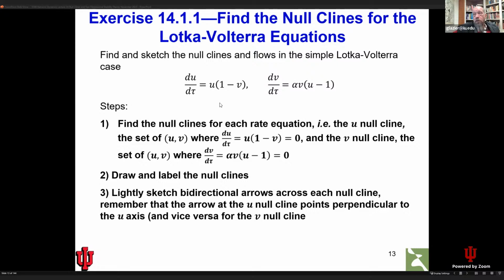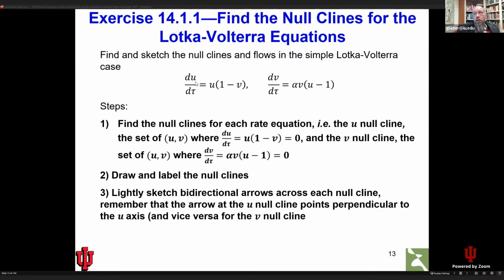And so the first thing you want to do is, what are the u null-clines? The u null-clines you get by setting 0 equals u times (1 minus v). The v null-clines you get by setting 0 equals alpha v times (u minus 1). Notice that any set of points where u and v give 0 is part of the u null-cline. And so it's possible, if you have a product, that you could have multiple lines that are all part of the same null-cline. It doesn't have to be a single line. And that's an example here.